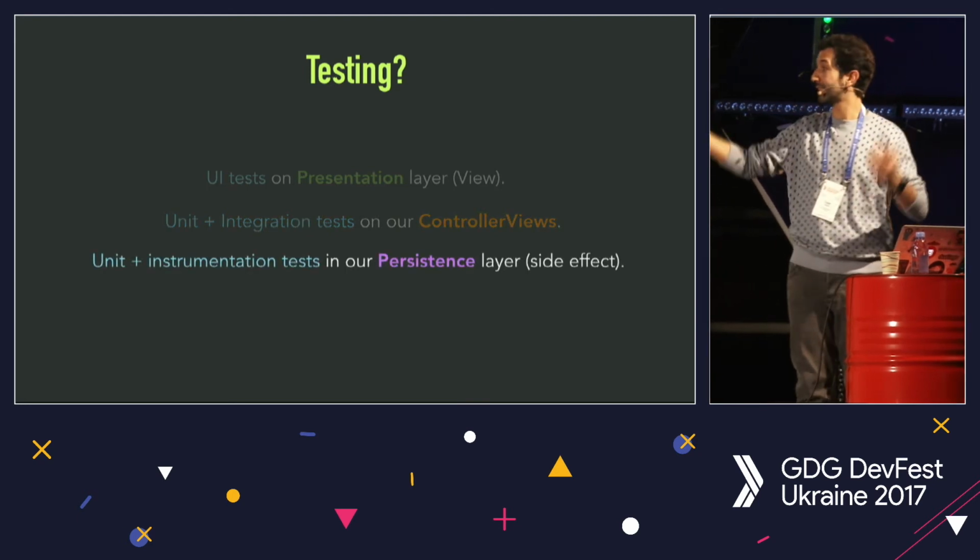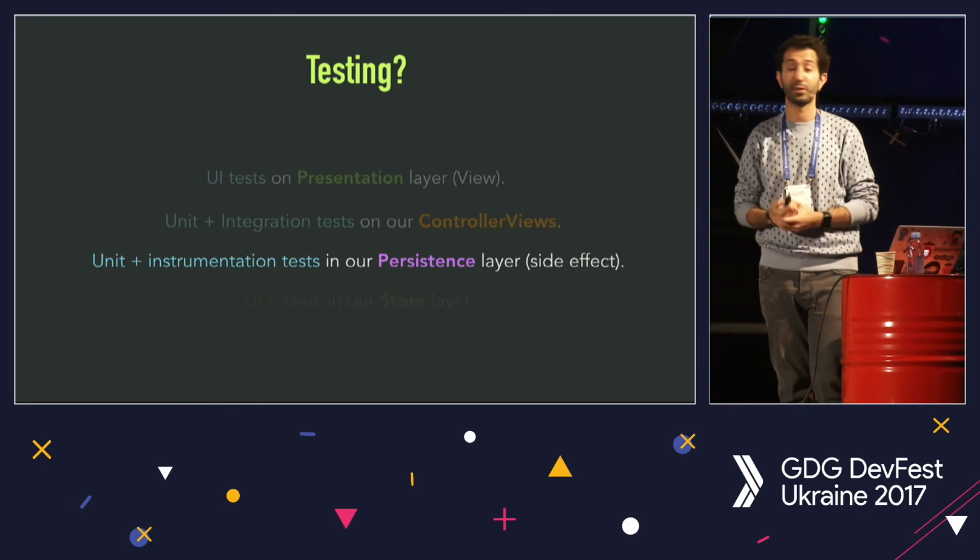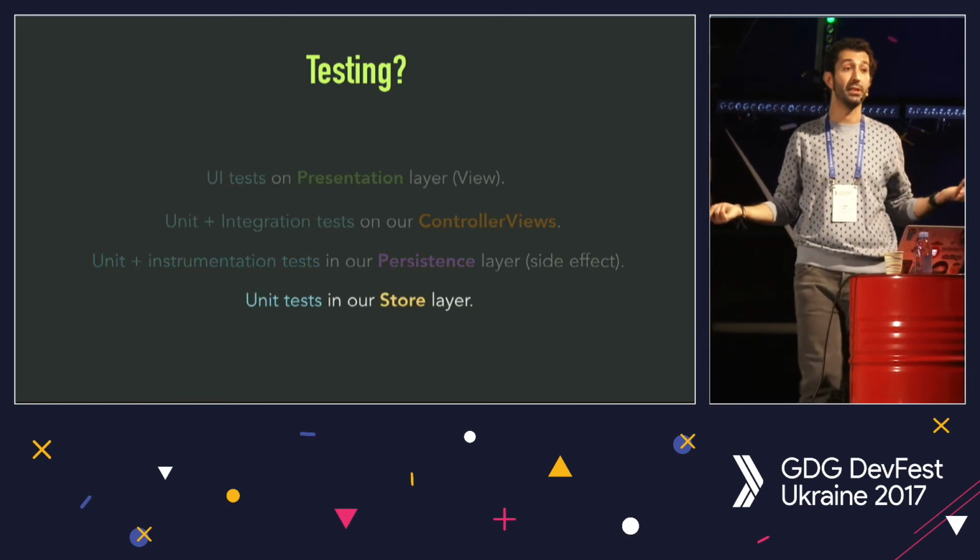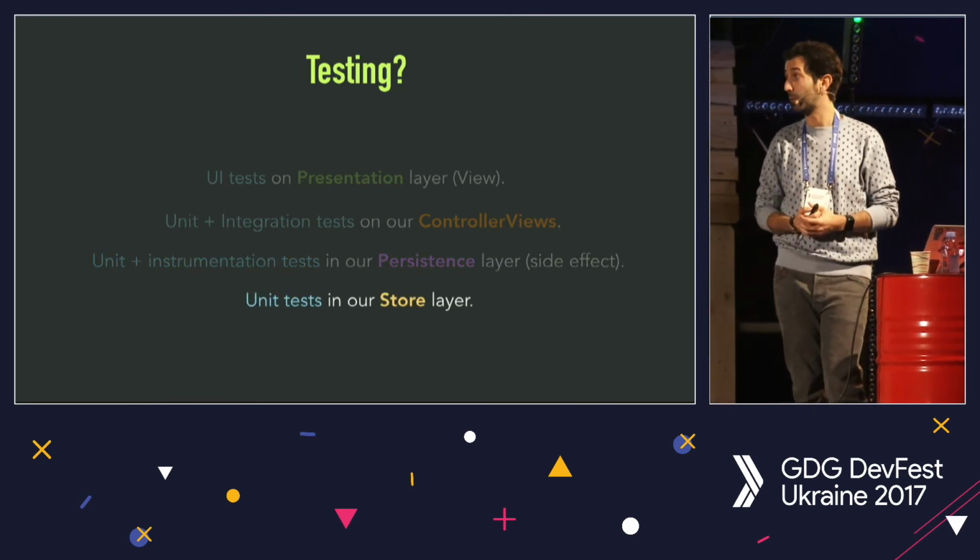Unit and instrumentation tests in our persistent layer. In this case, we have Android framework dependencies. Unit tests, just pure unit tests, in our store layer, because we don't have framework dependencies.